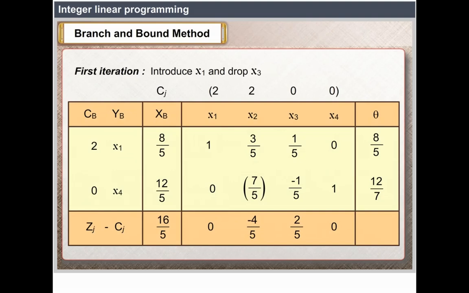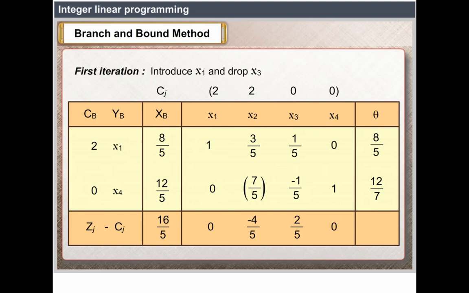First iteration. Introduce X1 and drop X3. CB, YB, XB, X1, X2, X3, X4. First row: 2 for CB, X1 for YB, 8 by 5 for XB, 1 for X1, 3 by 5 for X2, 1 by 5 for X3, 0 for X4.